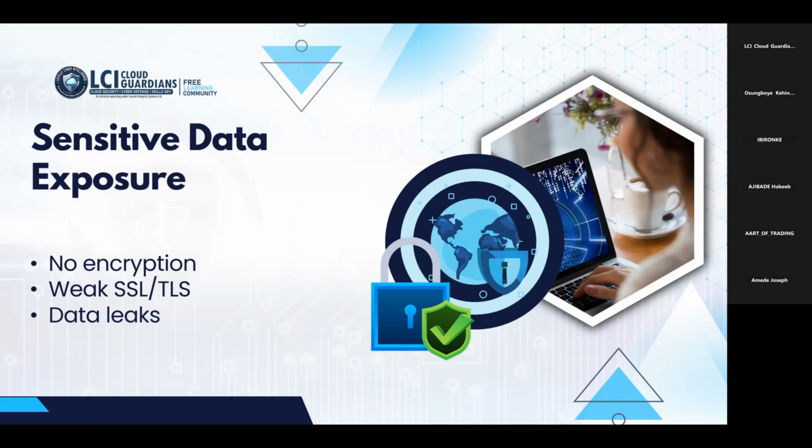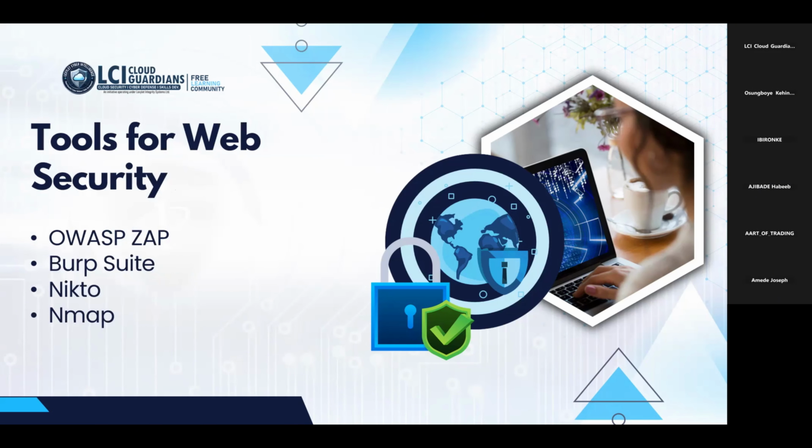Sensitive data exposure: no encryption, weak SSL/TLS, then data leaks. That's what leads to web application security breach. If there is no encryption, if there is weak SSL and TLS, there will be a data leak. Tools for web security: OWASP ZAP, Burp Suite, Nikto, and Nmap.